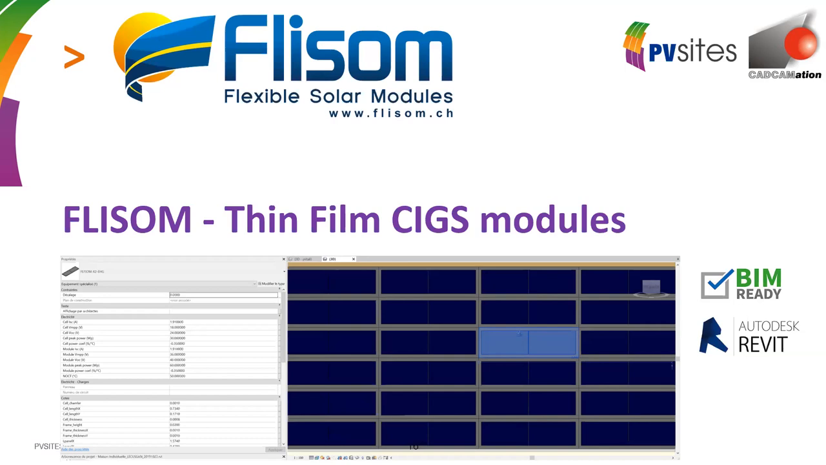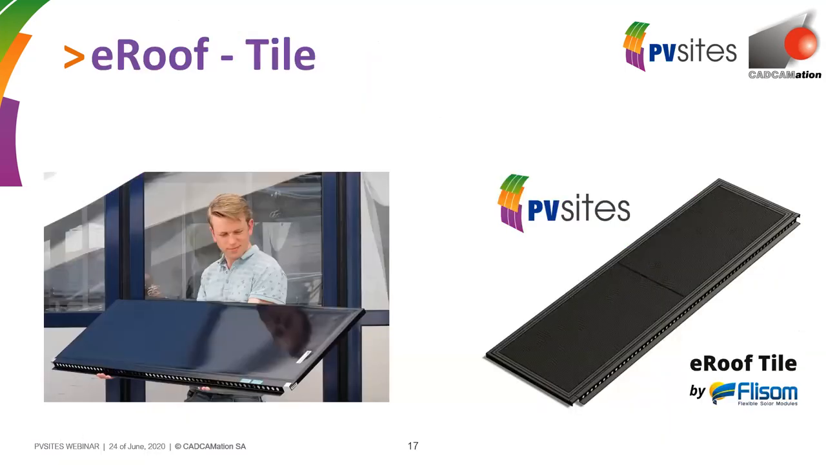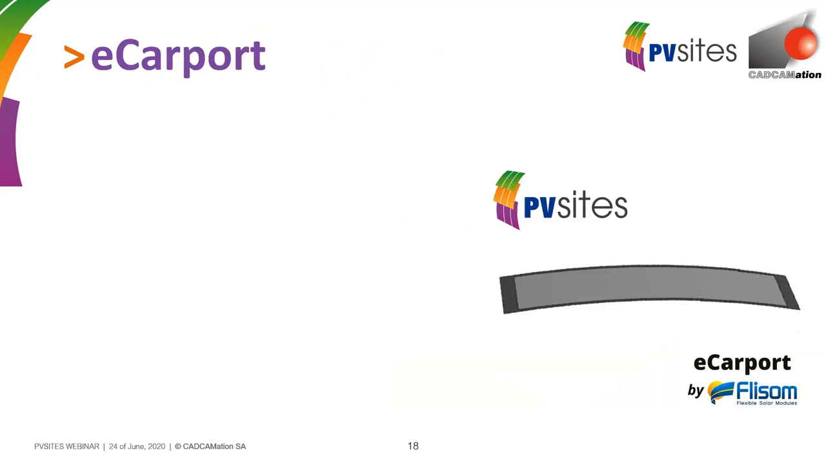First, Flexom ThinFilm CIGS models. You can see the cladding wall for Ecole Hôtelière de Genève. This is a Revit family and a Revit wall. We started with the first product, the e-roof tile. Then the carport.